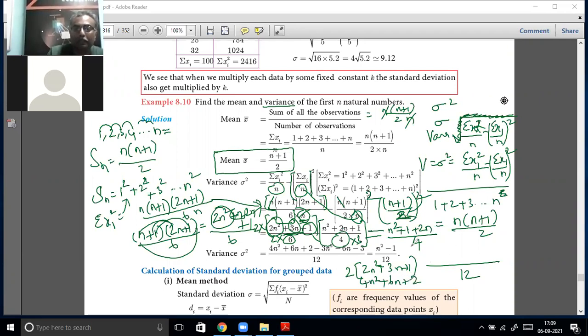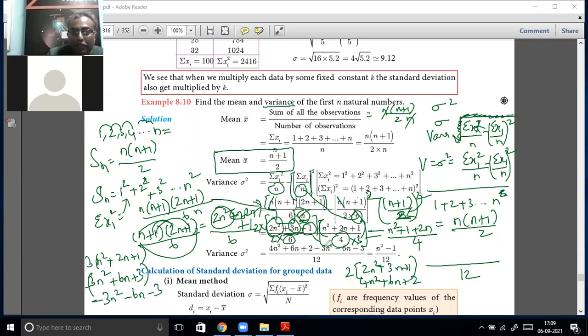Okay. Now this is multiplied by 3. All this whole thing. What is multiplied by 3? n squared plus 2n plus 1 is multiplied by 3. So 3n squared plus 6n plus 3. You have to minus now. So everything becomes minus 3n squared minus 6n minus 3.